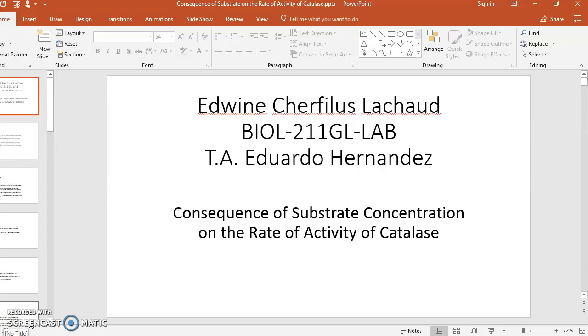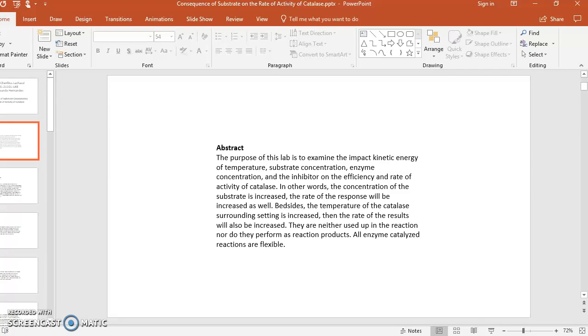Today I'm going to present the consequence of substrate concentration on the rate of activity of catalase. The purpose of this lab is to examine the impact of temperature, substrate concentration, enzyme concentration, and the inhibitor on the efficiency and the rate of activity of catalase.